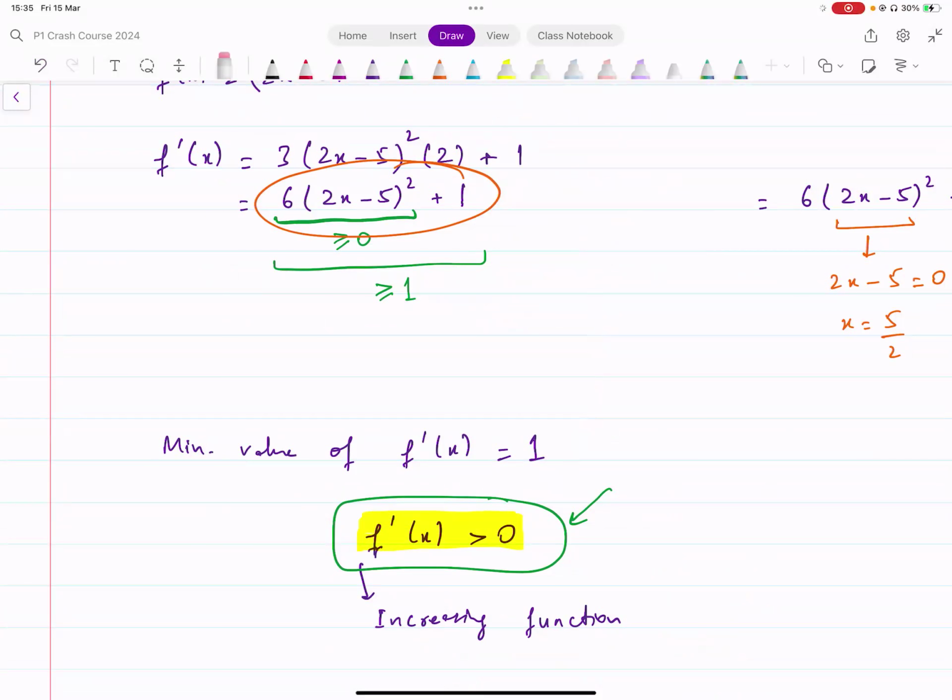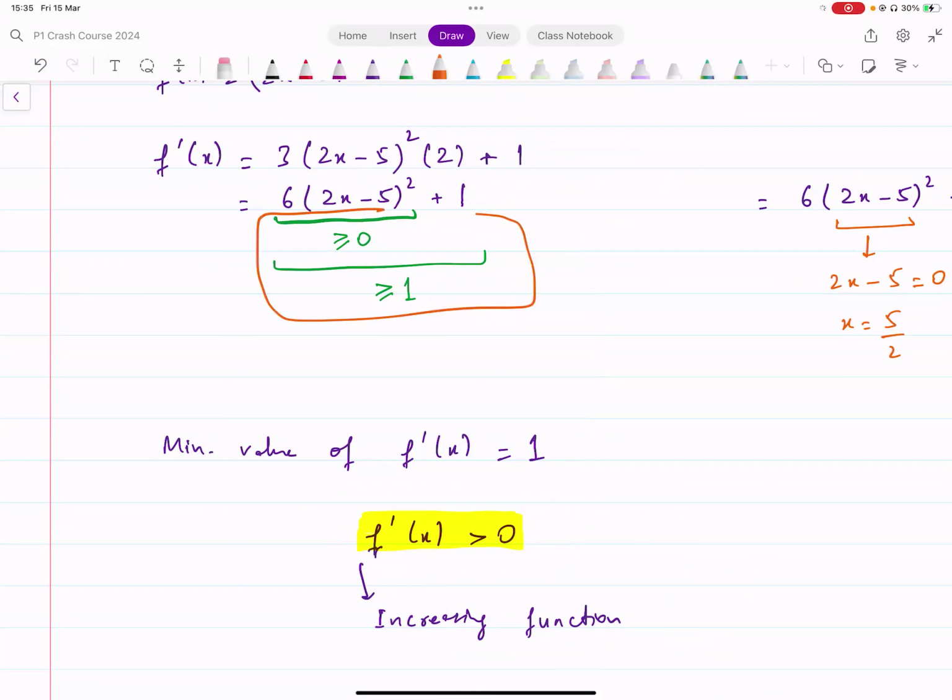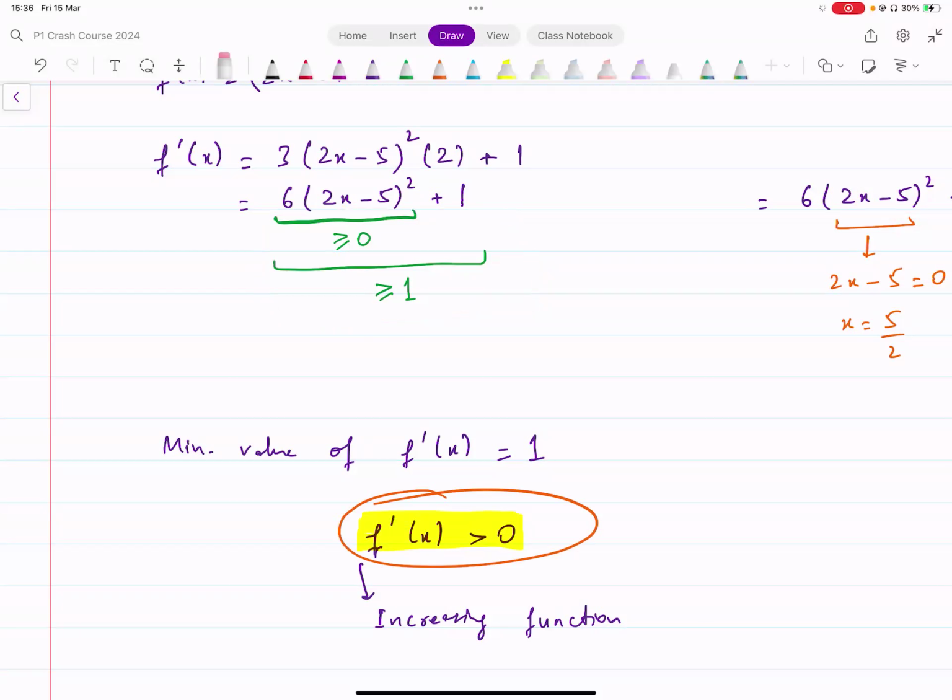But I would suggest that you at least show something like this: that the square part is greater than or equal to 0 and the whole thing is greater than or equal to 1. That is why the derivative is greater than 0. Okay, but even this would get you the mark generally. Is that okay? Yes, sir.